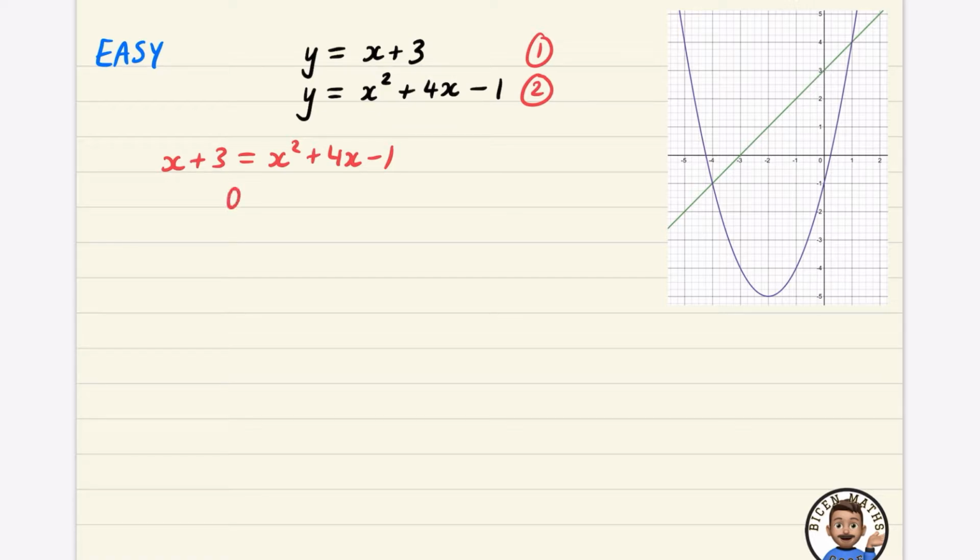Now what I'm going to do is make this quadratic equal to 0. So I'm going to subtract the x from both sides, so I get x squared plus 3x, and I'm going to subtract the 3, so I get minus 4. Now this equation just needs some very simple factorising.